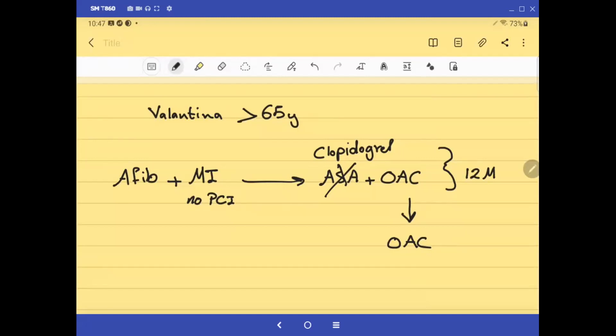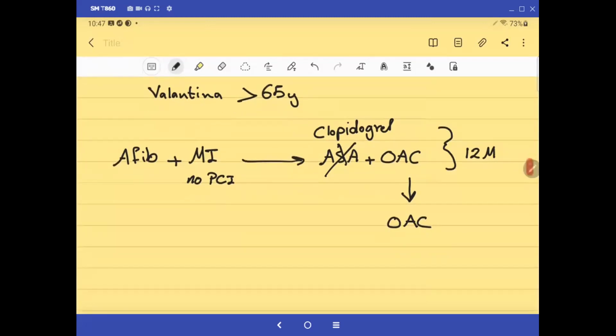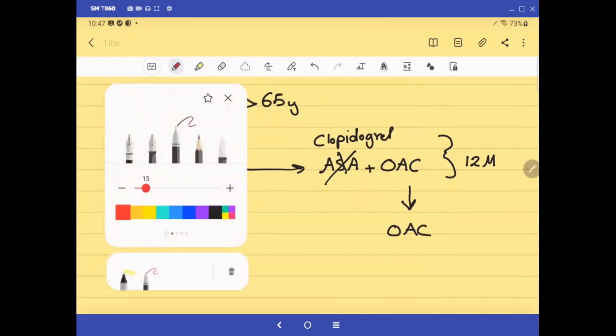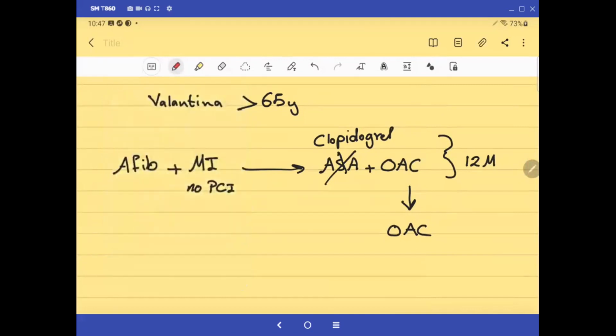The last scenario is just, I have a question in Valentina's case. In Valentina's case, we can use oral anticoagulant with acetylsalicylic acid with clopidogrel or ticagrelor. Is that right? No. We use oral anticoagulant plus clopidogrel. No aspirin. Aspirin was her suggestion. Okay.